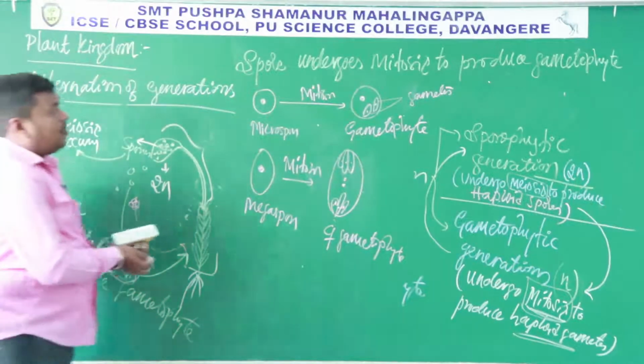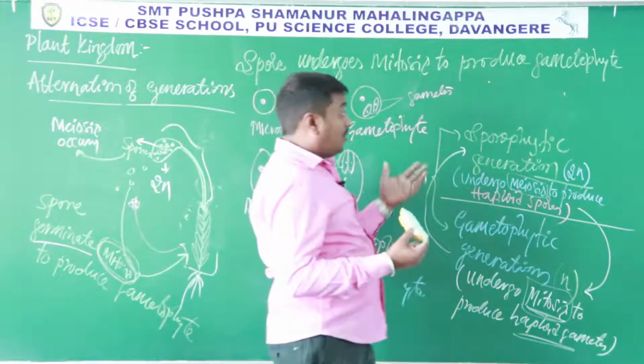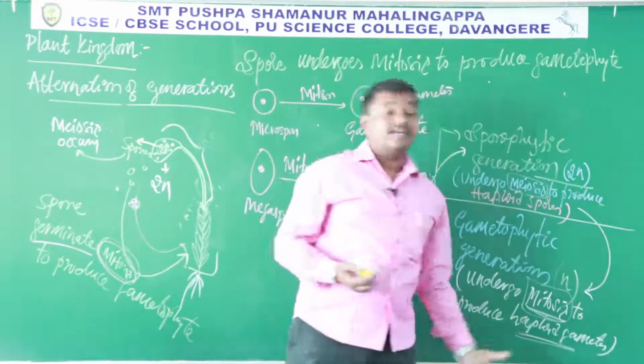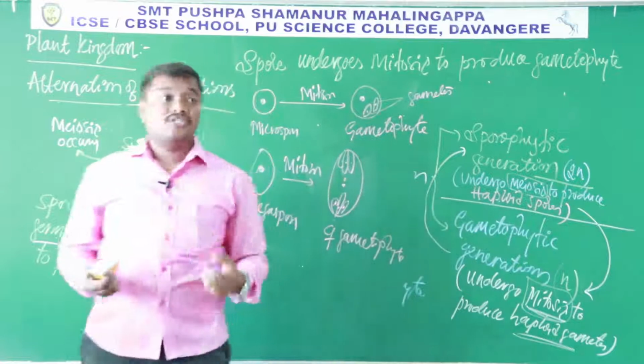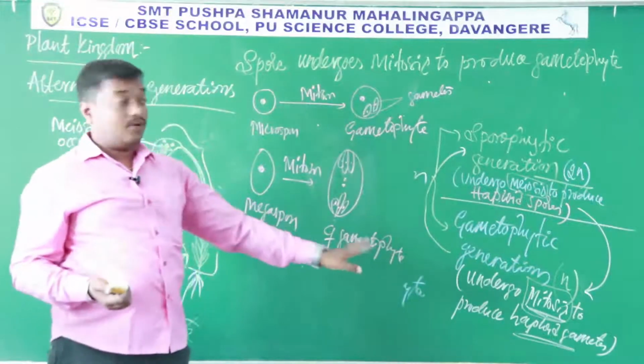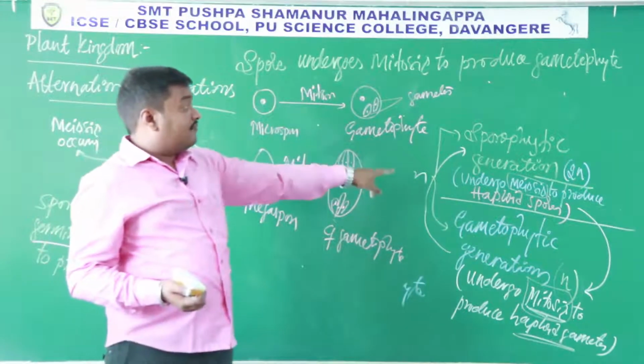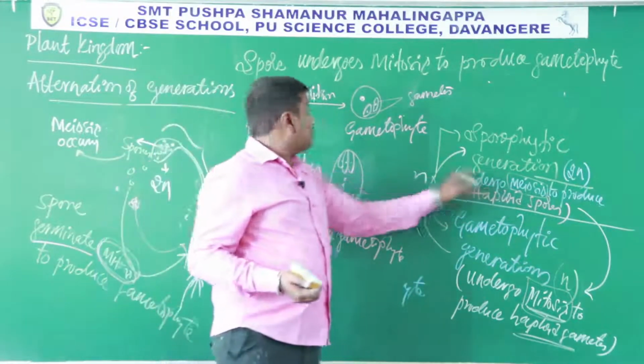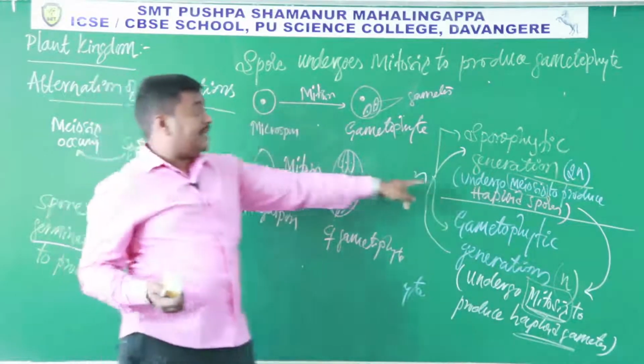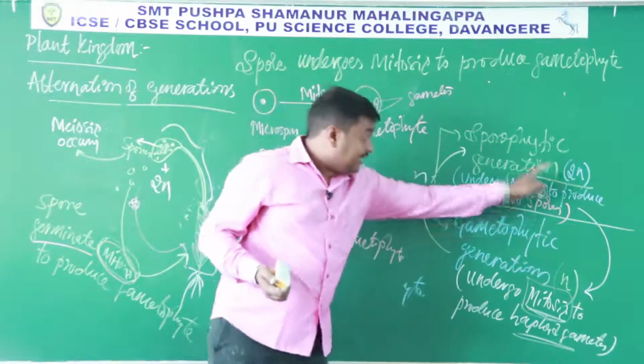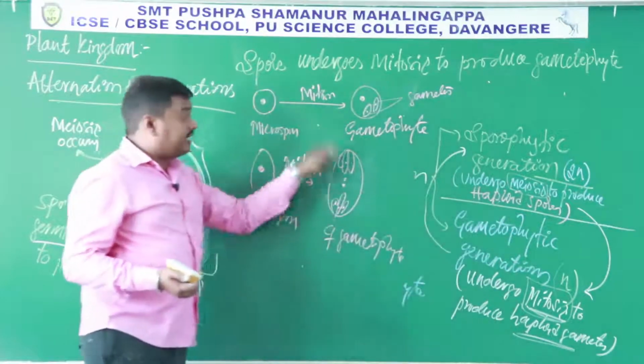Okay, so hope you got the meaning of how the sporophytic generation converts to the gametophytic generation and how the gametophytic generation converts into the sporophytic generation. For the spore to form, meiosis happens. That spore again undergoes mitosis to form the gametophytic generation.